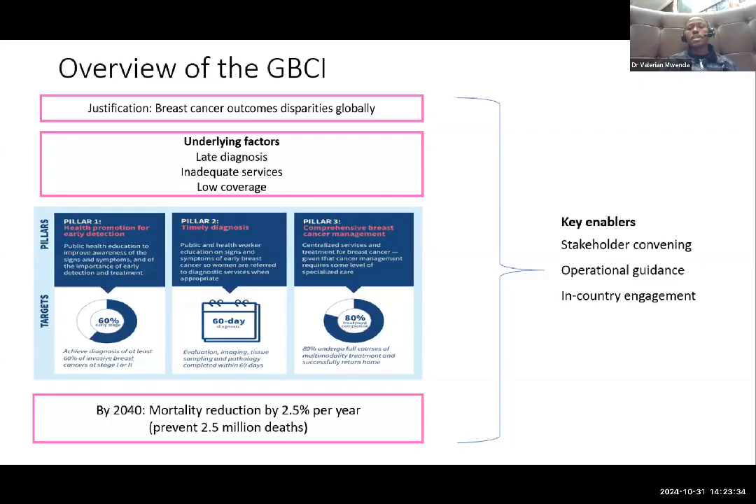These initiatives also identify some key enablers that both regional and country teams need to have in mind. First of all, ensuring that all stakeholders are on board, putting stakeholders together, exploring all the various strengths to move towards the achievement of these three key targets. And then having operational guidance, both from institutions like the WHO, up to the regional offices, up to the country level teams, providing operational guidelines on how to move towards implementing the various strategies. And then, of course, having a broad-based in-country engagement to move towards improving breast cancer services in the population.